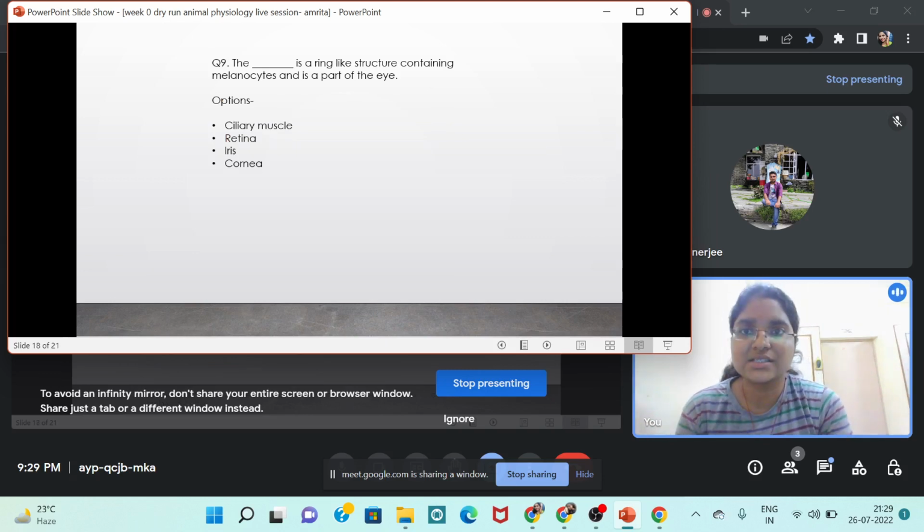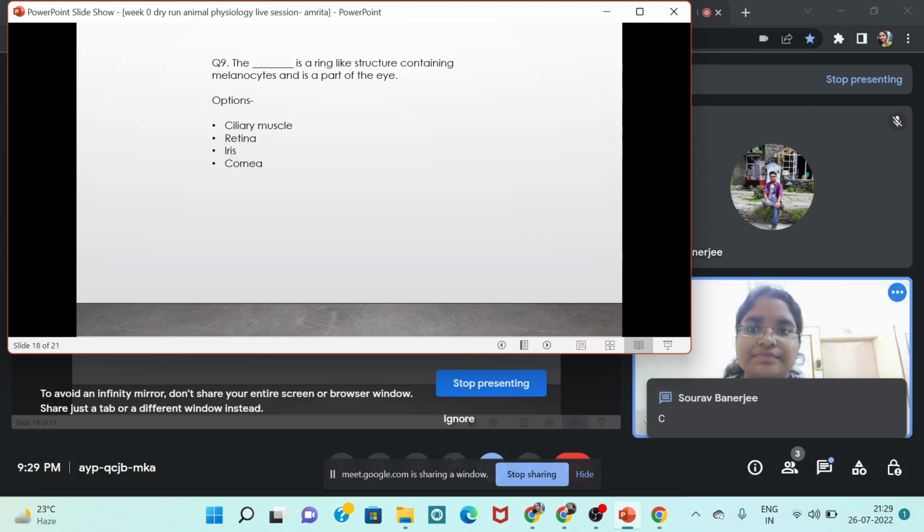Moving on to the next question. The dash is a ring-like structure containing melanocytes and is a part of the eye. Options are ciliary muscles, retina, iris, and cornea. Let's see who is giving the right answer. This is the second question on melanocytes. Previously, we also discussed a question related to melanocytes. Let's see who's giving the right answer. Okay, so the correct answer is iris.